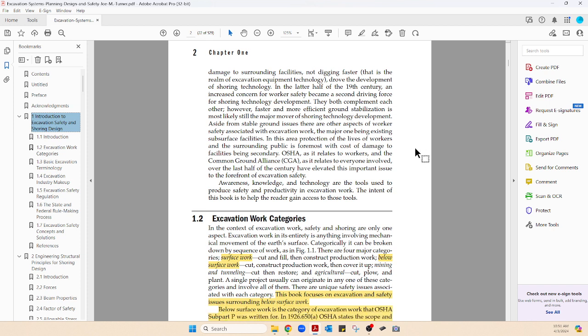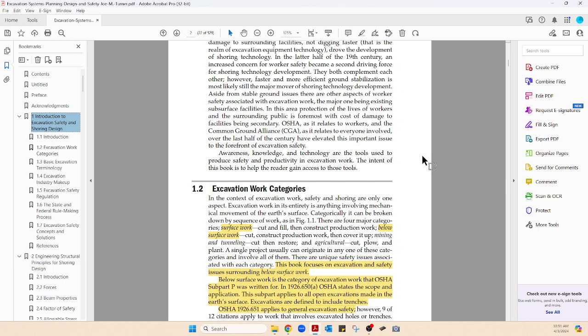You're going to come across some categories: surface work. The book itself focuses on excavation and safety, and below surface work. That's what we're going to talk about mostly. Here is the rule: OSHA subpart P. Below surface work is the category of excavation work that OSHA subpart P was written for. 1926, which is construction, dot 650, which is subsurface work, below surface work.